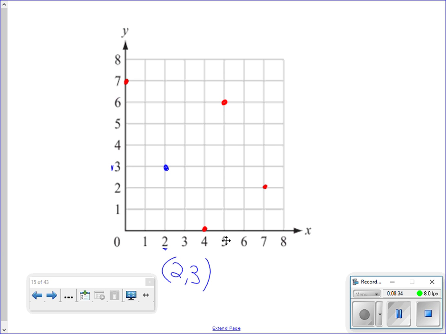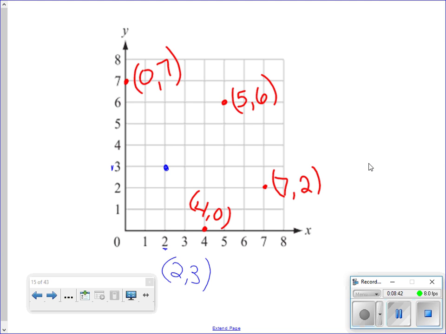I want you to take a couple minutes, pause this video, and write the ordered pairs for all 4 of these red points. Okay, check your ordered pairs. Do they match what you see?